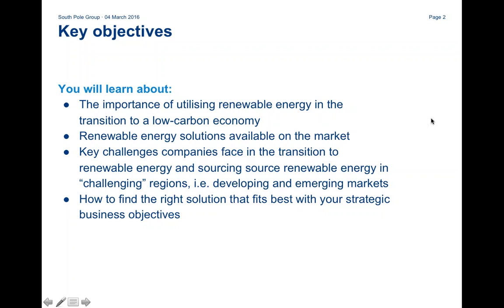We will be addressing the importance of renewable energy in the transition to a low carbon economy, the types of renewable energy solutions available on the market, some of the key challenges companies face in the transition to renewable energy, particularly when it comes to sourcing renewable energy in what might be perceived as more challenging regions, such as emerging markets. And finally, how you can identify solutions that best fit your company's strategic objectives.